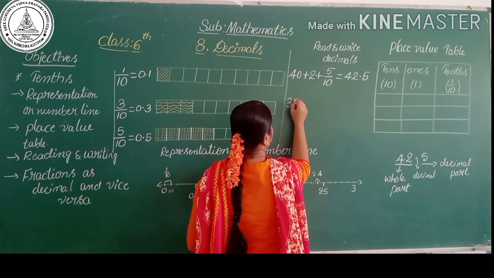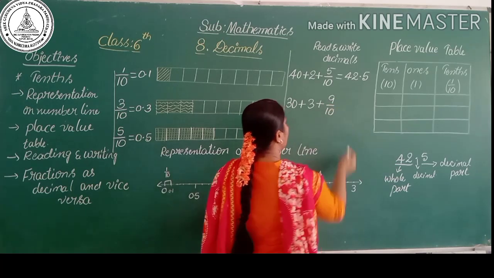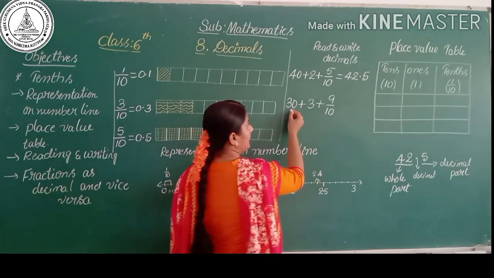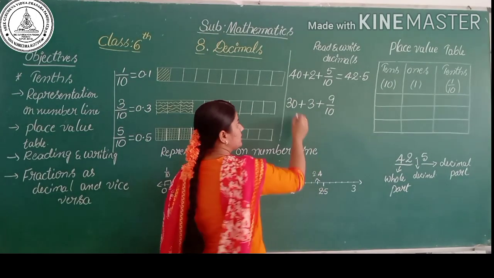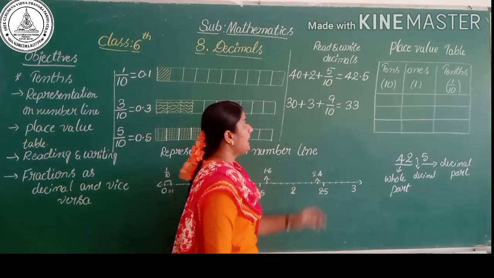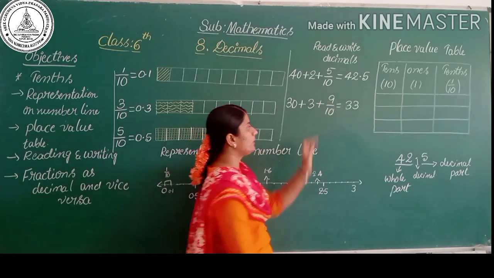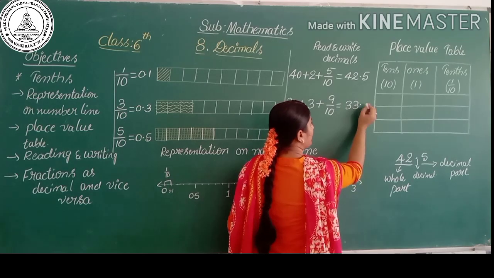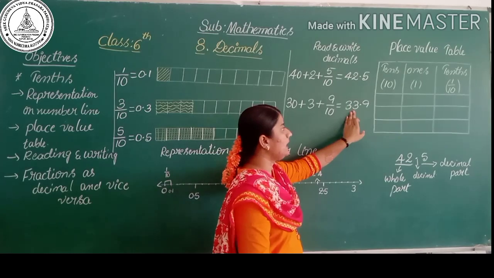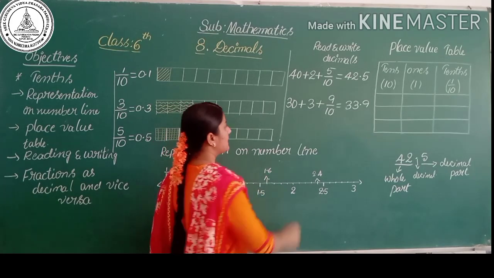30 plus 3 plus 9 by 10. How can you write this number in decimal form? So first add the whole numbers. 30 plus 3 is equal to 33, and 9 by 10 is a decimal fraction. So we have to write it with a decimal point. Keep the point and write the 9. So we can read it as 33.9. Okay. Yes.